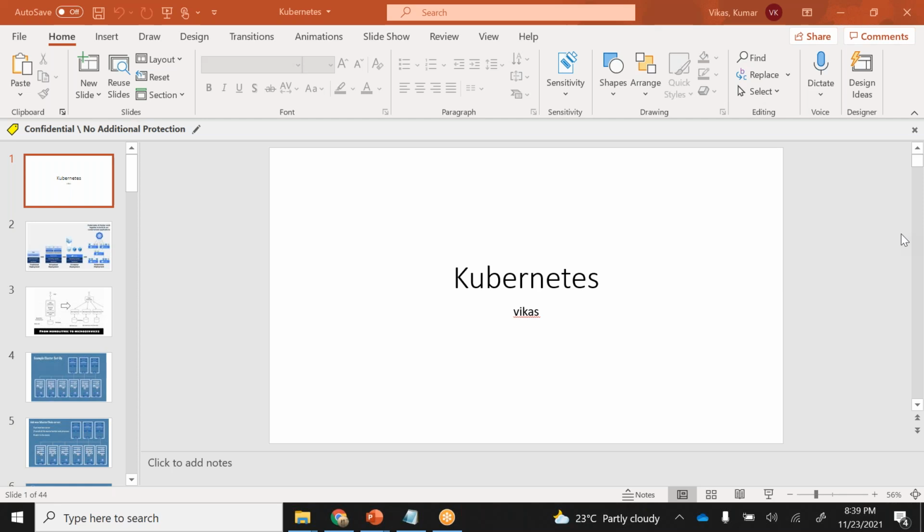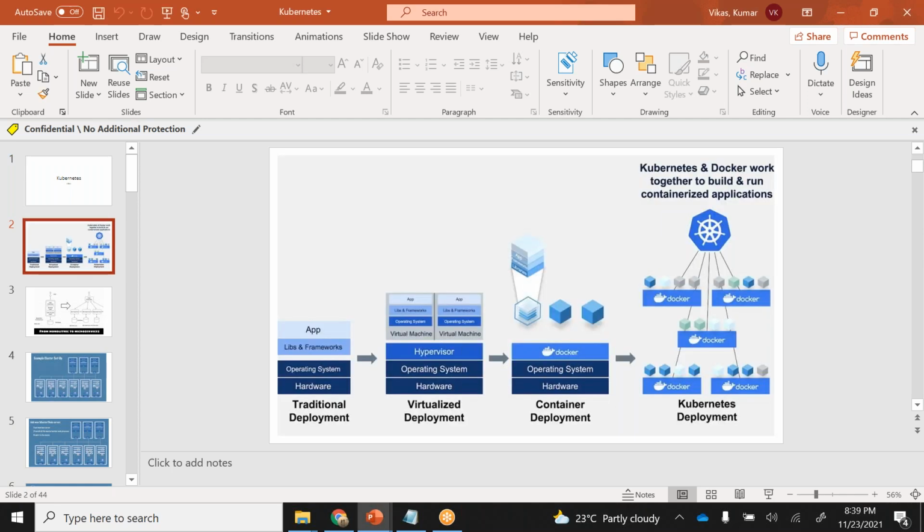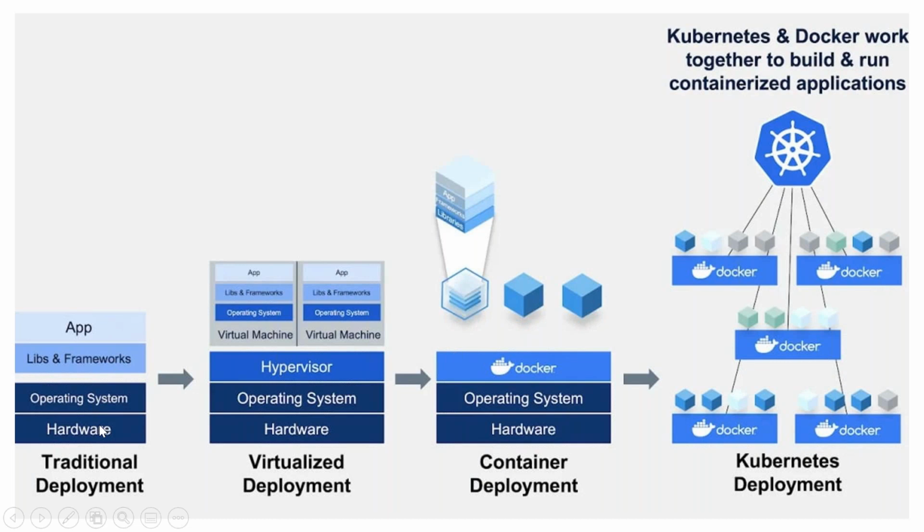So in a continuation to our Docker session, we said that Docker will be managed properly if we start using Kubernetes. So the platform was all set for Kubernetes, because when we started our journey, we were dealing with traditional deployments. We had our own hardware, our own operating systems, and we used to own the data centers. But then gradually we moved to a virtualized deployment where we started using virtual machines, or VMs.